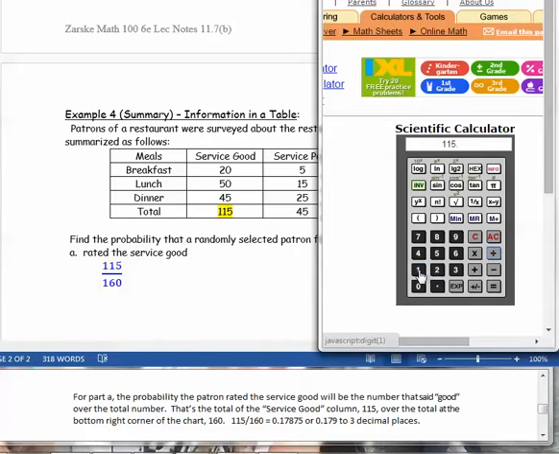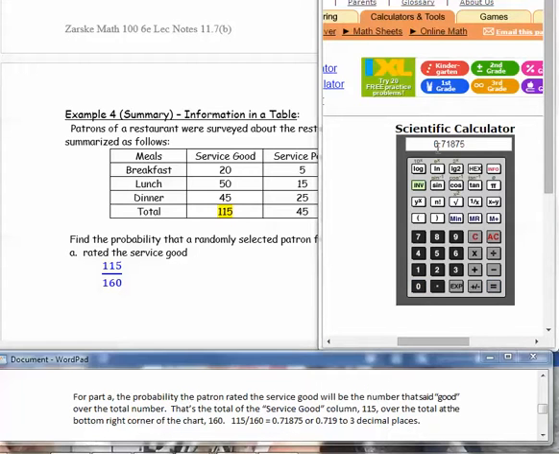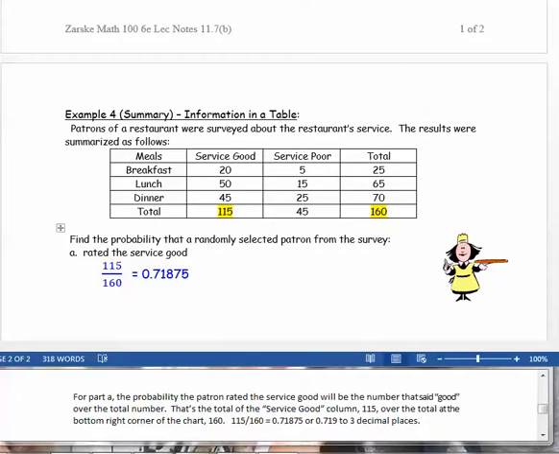115 divided by 160 in decimal form comes out to 0.71875 or 0.719 to 3 decimal places. There was a mistake down here, I just corrected it. It's 0.71875, or rounded to 3 decimal places, 0.719.